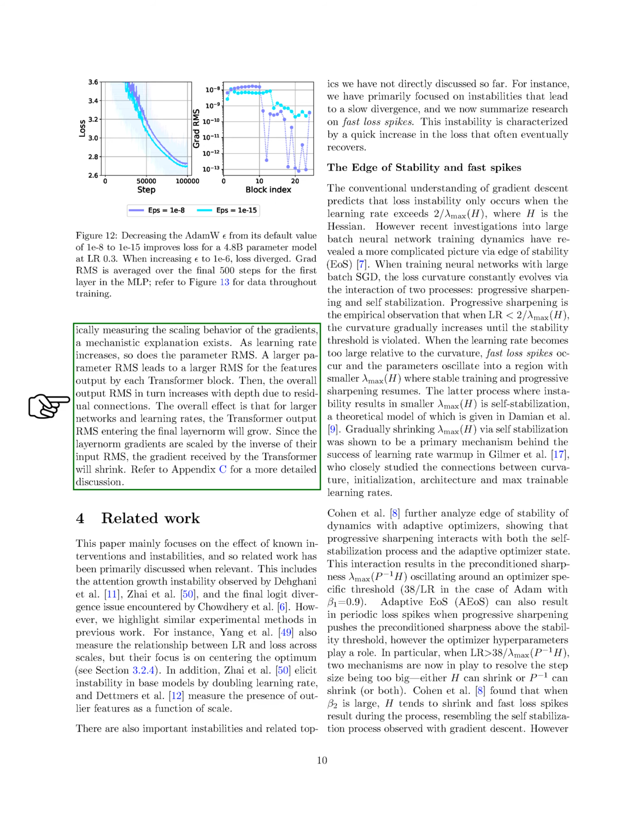We also found that for larger networks and learning rates, the transformer output RMS entering the final layer norm will grow. Since the layer norm gradients are scaled by the inverse of their input RMS, the gradient received by the transformer will shrink. For a more detailed discussion, please refer to the appendix.